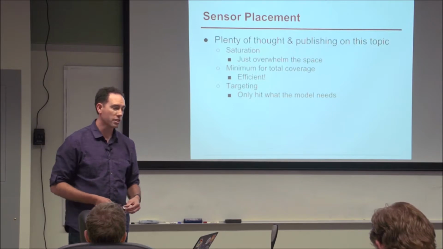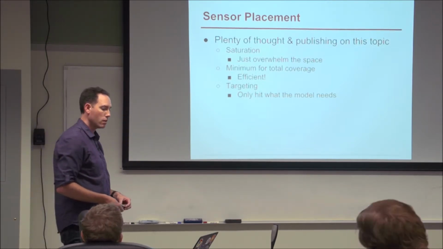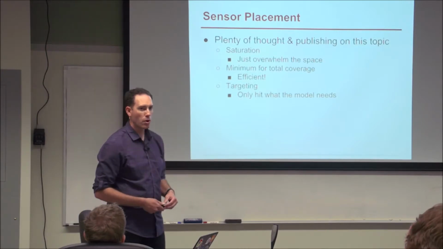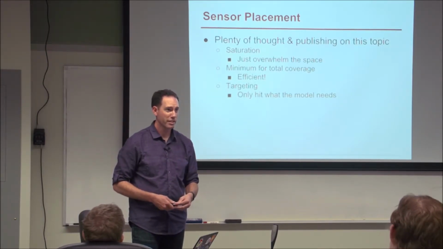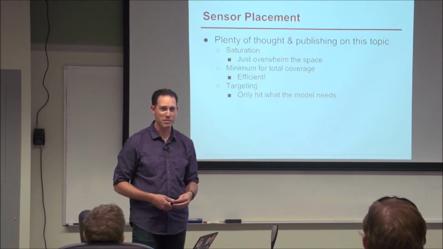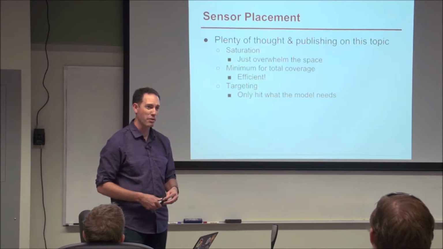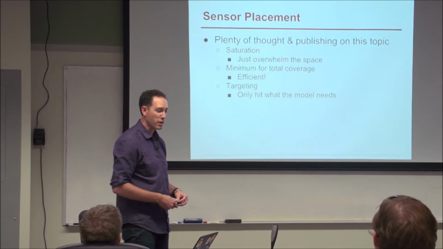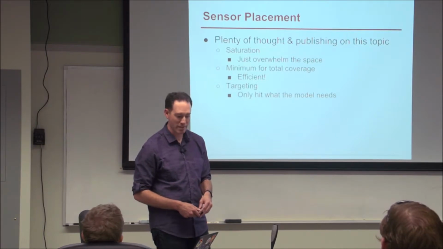There's a lot of work on sensor placement. Where do we put them? Why do we put them there? The best solution is always saturation, because if you can just add more, life's good. It's visible, it's easier to maintain, because if some burn out, you don't care. But the trade-off is it's expensive, big time expensive.